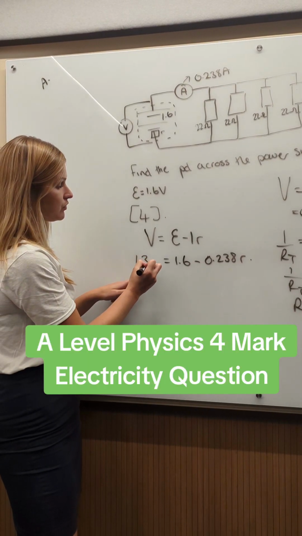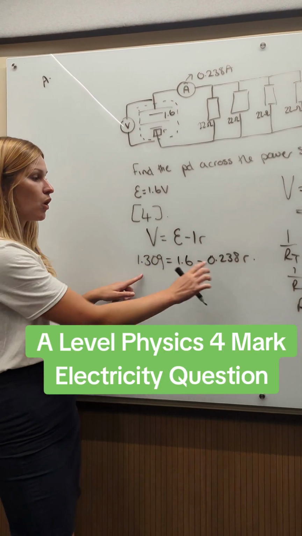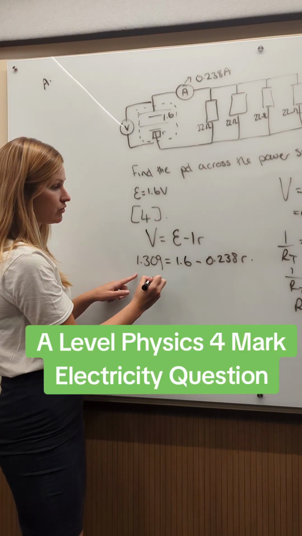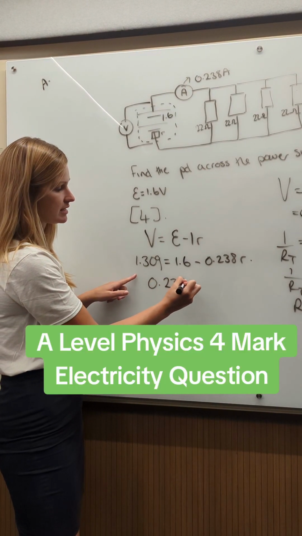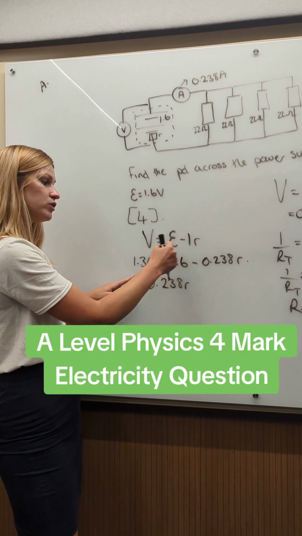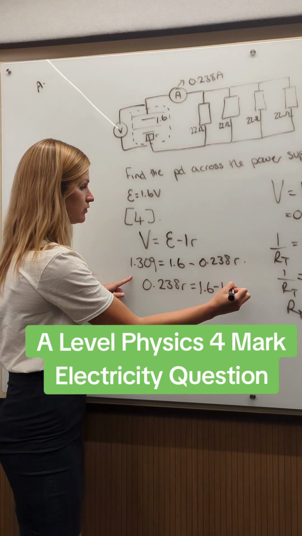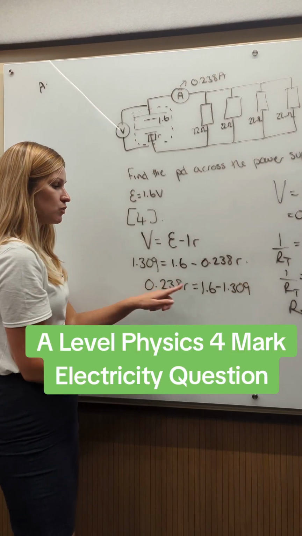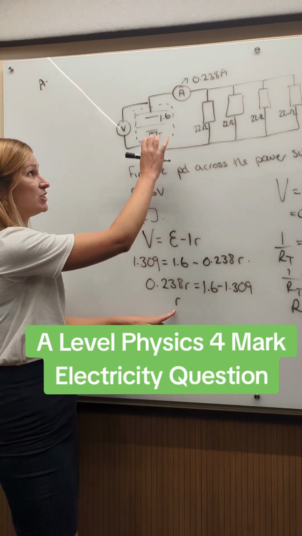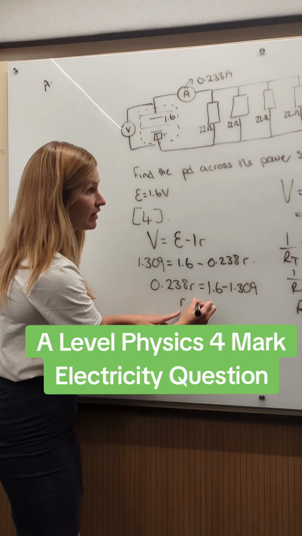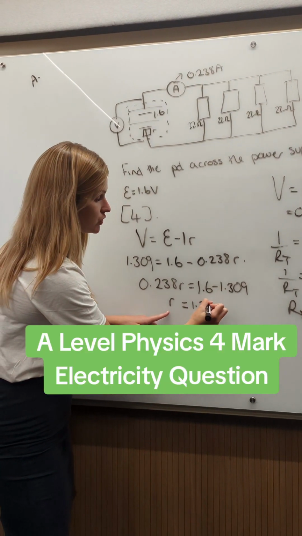It says 1.309. So all I need to do now is write 0.238 times the internal resistance, because you take it over to this side, it becomes positive, must equal 1.6 take away 1.309. So when we solve then for little r, which is the internal resistance in our cell, you're going to get a final answer of 1.26 ohms.